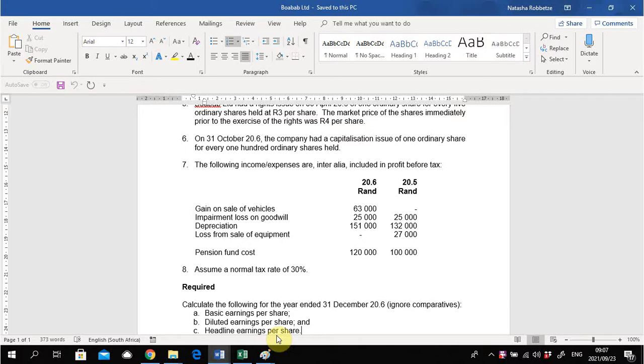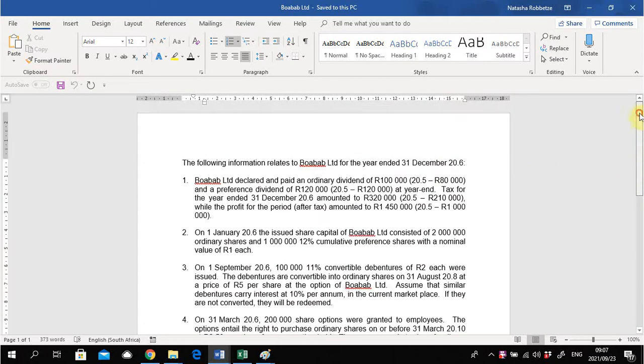So this is quite a comprehensive question to ensure that you understand the principles as they relate to all of these types of calculations. So I want us to read together, and I'm not sure how to pronounce the name of this company, but let's call it Boabab. It says this entity has a year end of 31st December 2006. In the first note, the entity declared and paid an ordinary dividend of 100,000 Rand in the current year. In the previous year, 80,000.